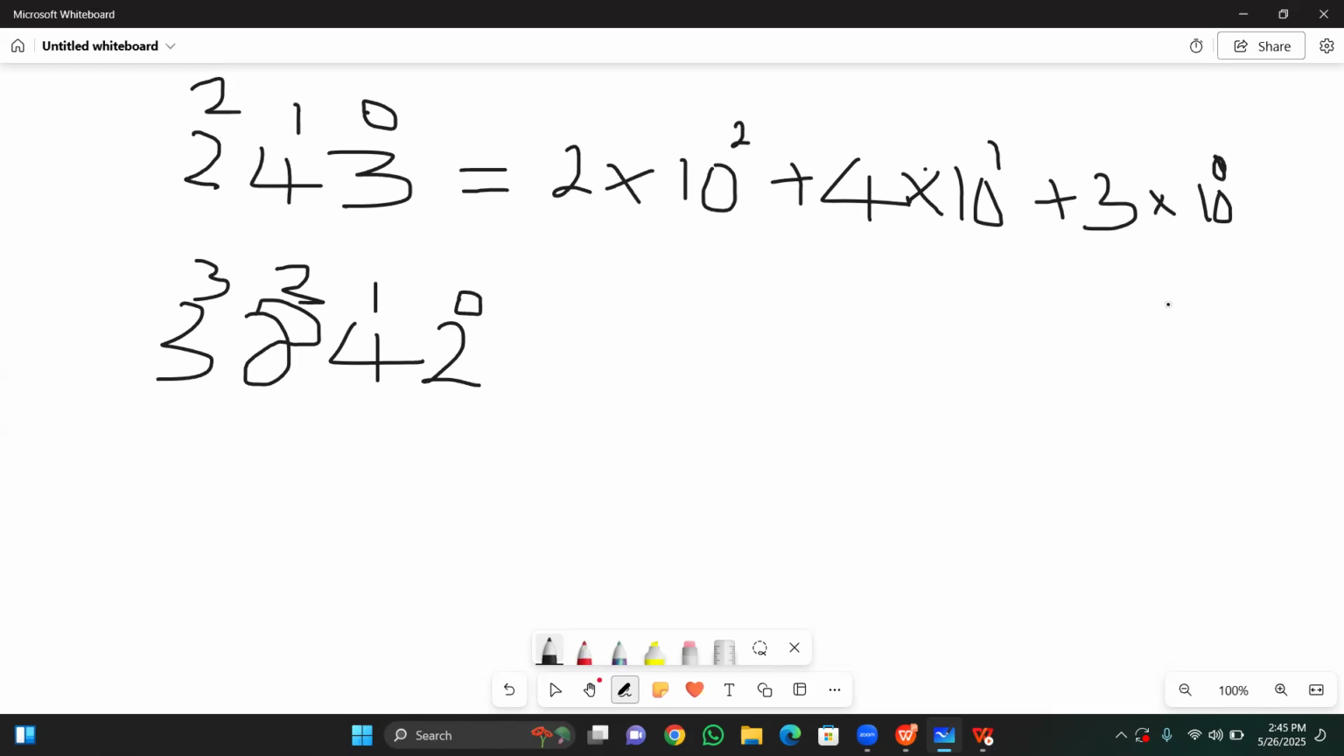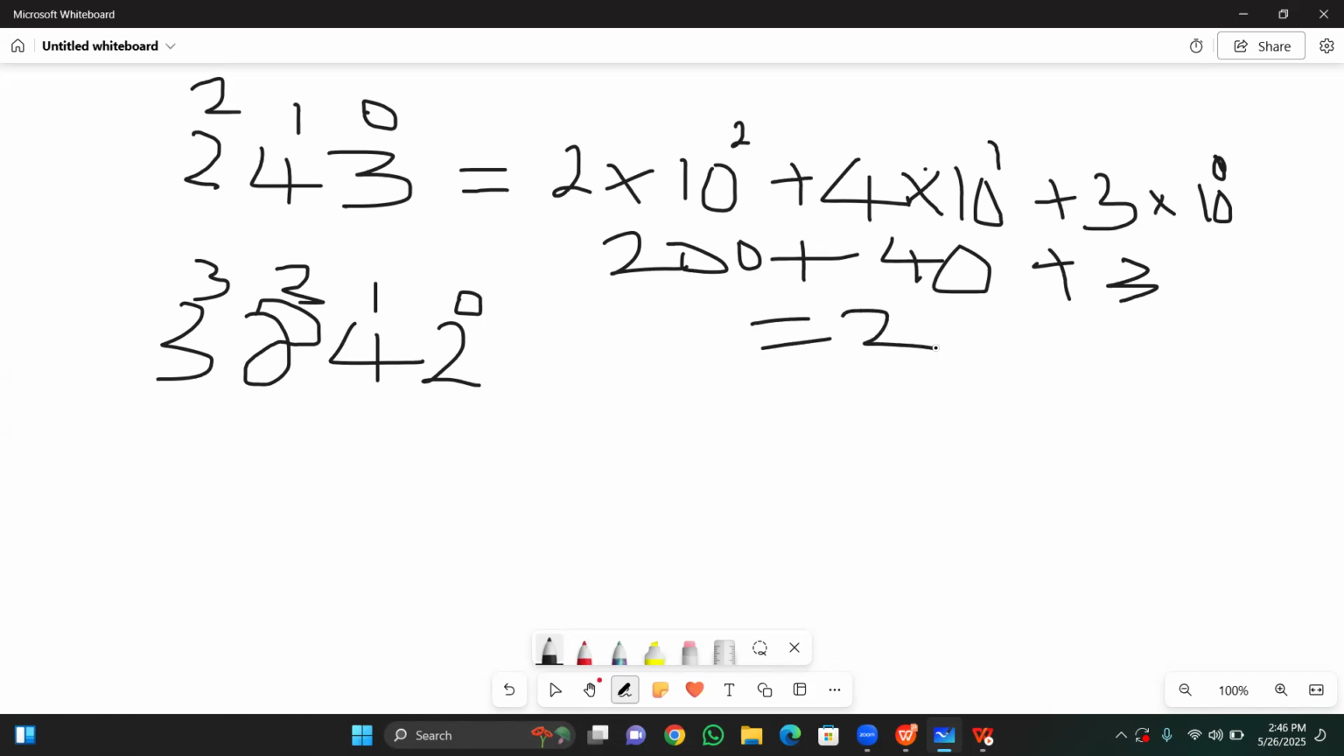So if you look at this now, 10 raised to the power 2 is 100. 2 times 100 is 200. Plus 10 raised to the power 1 is 10. 4 times 10 is 40. And then we have 3 times, anything raised to the power 0 is 1, if you remember. So 3 times 1 is 3. So everything will now give you 243.